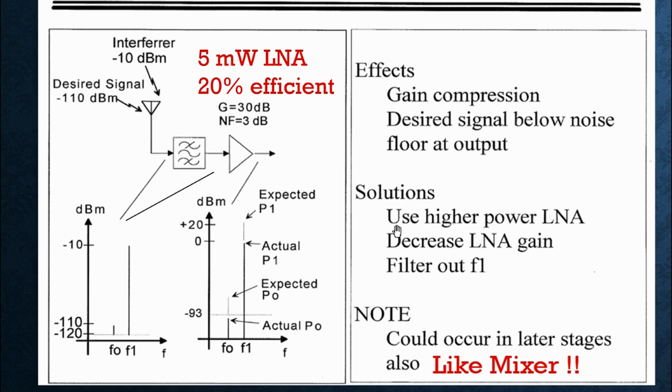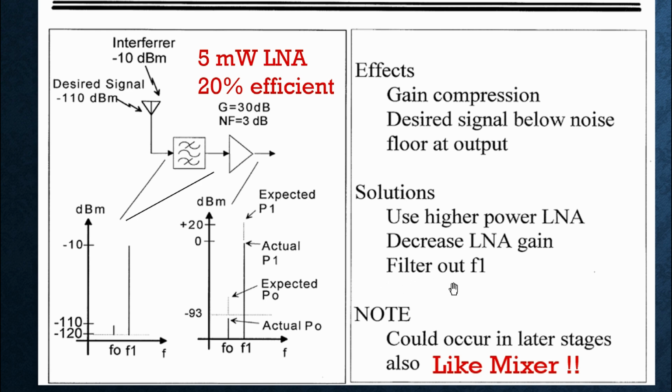The solutions are, well, you could have a 1 watt amplifier here, for example. So use a higher power LNA. But that doesn't work if you're trying to design a low power receiver. The other thing you could do is decrease the LNA gain. Don't make it 30 dB. It sounds great because it's a big number, but we've just learned that it's not a good idea. So in practical receivers, we usually limit the gain here to maybe 10, 15, 20 dB. Still going to be a problem in this case, though.